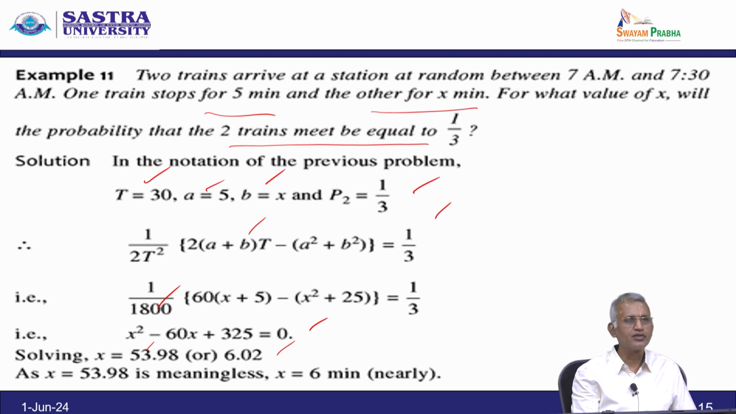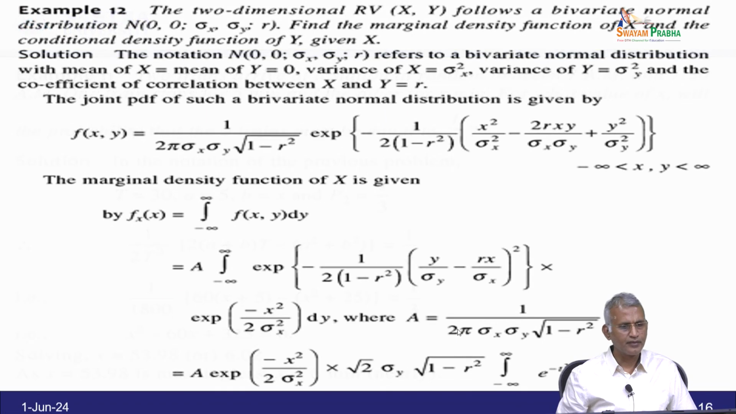If you take x equals 53.98 then it is meaningless. Therefore, x equals 6 is the minimum value that will come. So, that is the answer to the question.